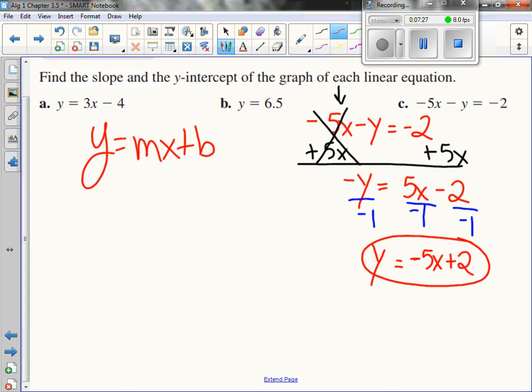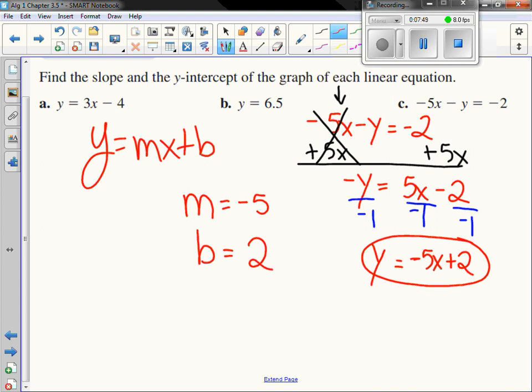So now do we have y by itself, and is it positive? Does it match up to our y equals mx plus b form? Yes? Okay. So what's the value of m, our slope? So the slope would be negative 5. And what's the value of b? Our y-intercept would be the point 0, 2.